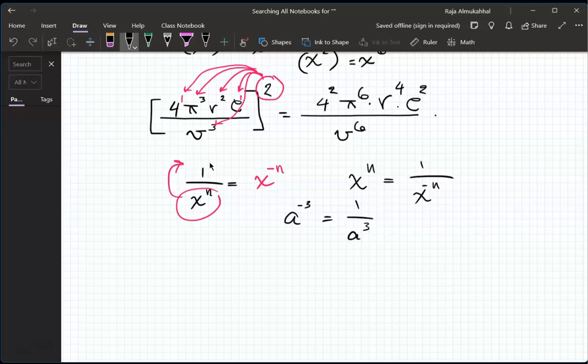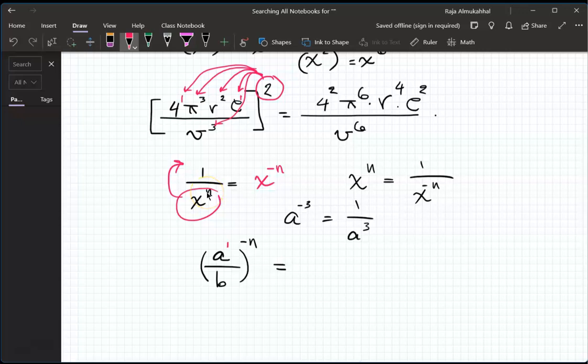Okay. Here's an example. Let's say I have a over b to the power of, let's say, minus n. So how do I do that? Well, you basically distribute. Remember, this is a to the power of 1.